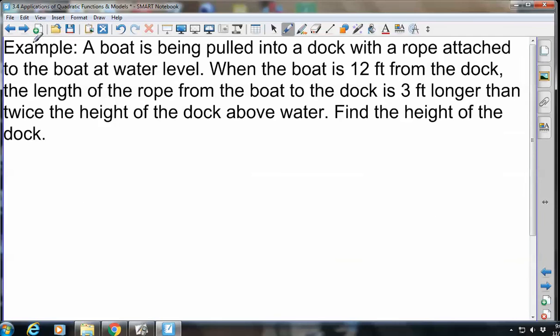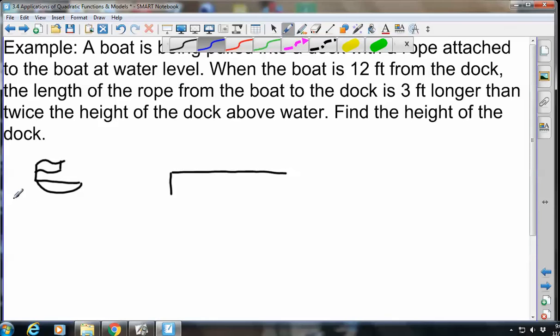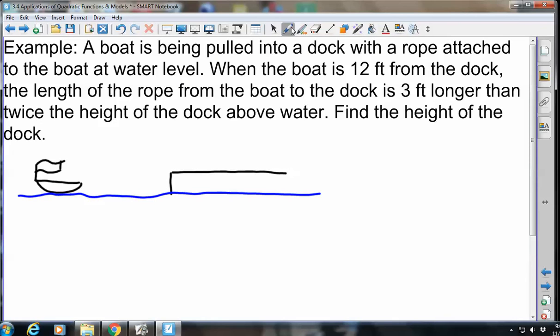Let's look at another question. A boat is being pulled into a dock with a rope attached to the boat at water level. What should we do? Draw a picture. Okay. So we've got a boat, and I am very artistic, so I've got my nice little boat here. Okay, and I've got a dock, and got my water here.